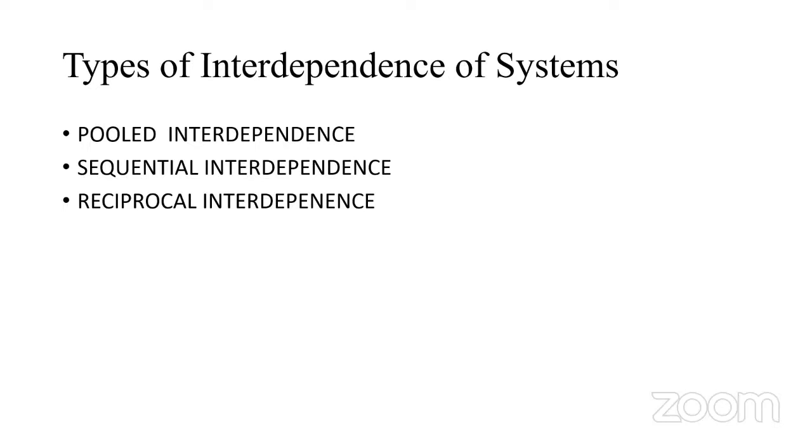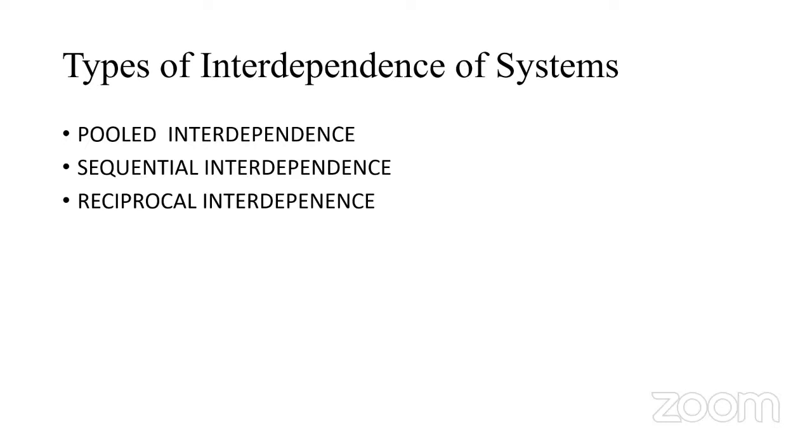The organization will cancel or change this policy for the entire organization. Right? So what is happening here? If one member or one team fails to make the policy work, all the others will have to suffer. Right? So this is known as pooled interdependence.